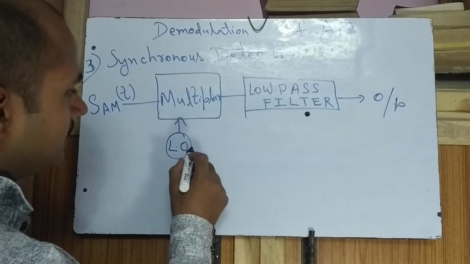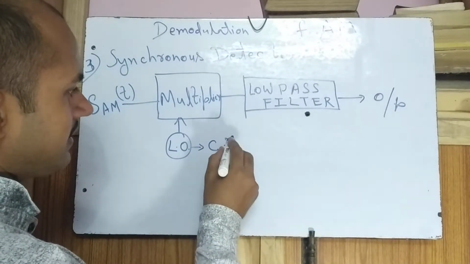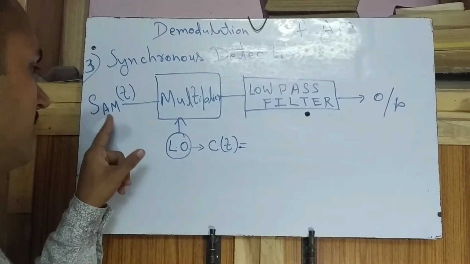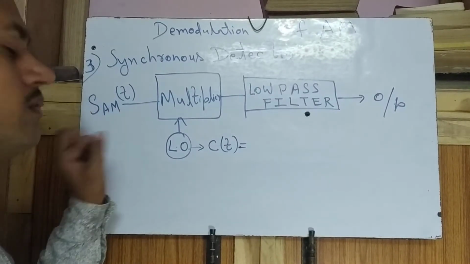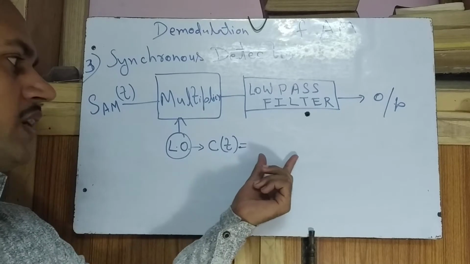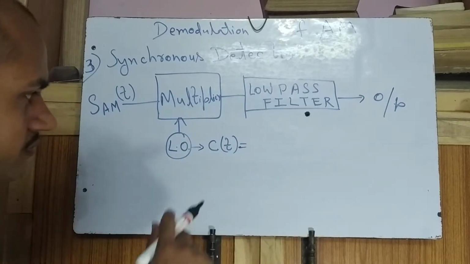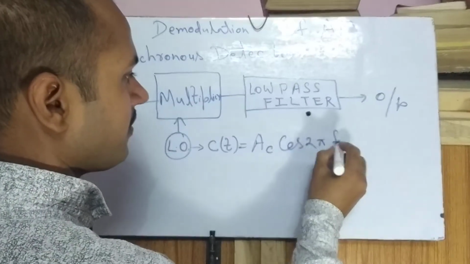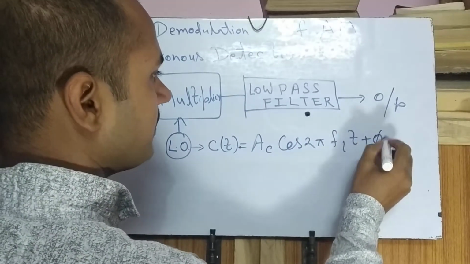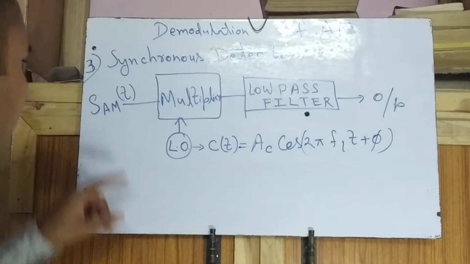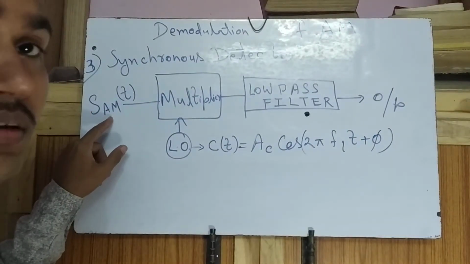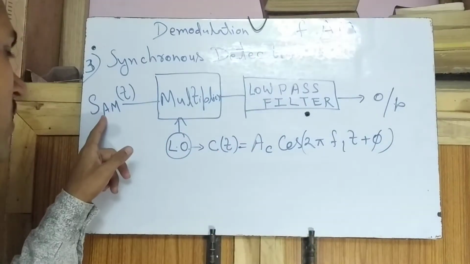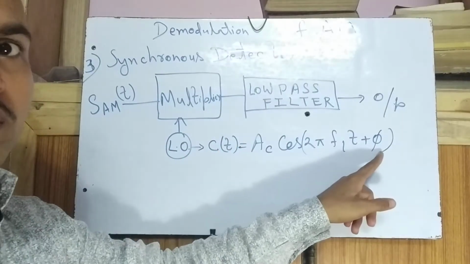So here we need that local oscillator output should be in synchronization with the transmitter carrier, right? Whatever will be the local oscillator, let c(t), that should be in synchronization with the transmitter carrier, in frequency and phase both. Ac cos(2πf1t + φ). At the transmitter end, if there is fc, then f1 should be fc, and if there is φ equal to 0, this also should be 0.